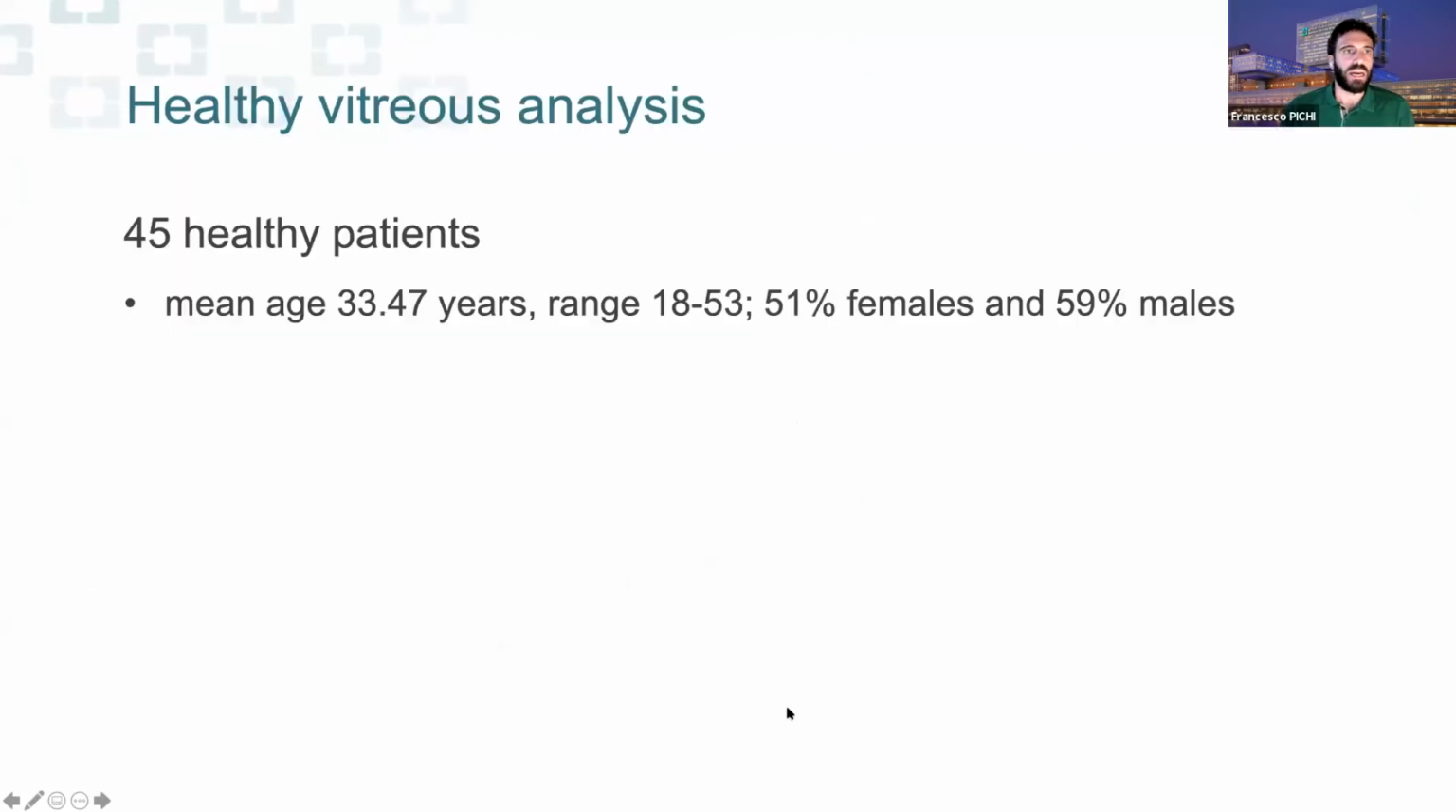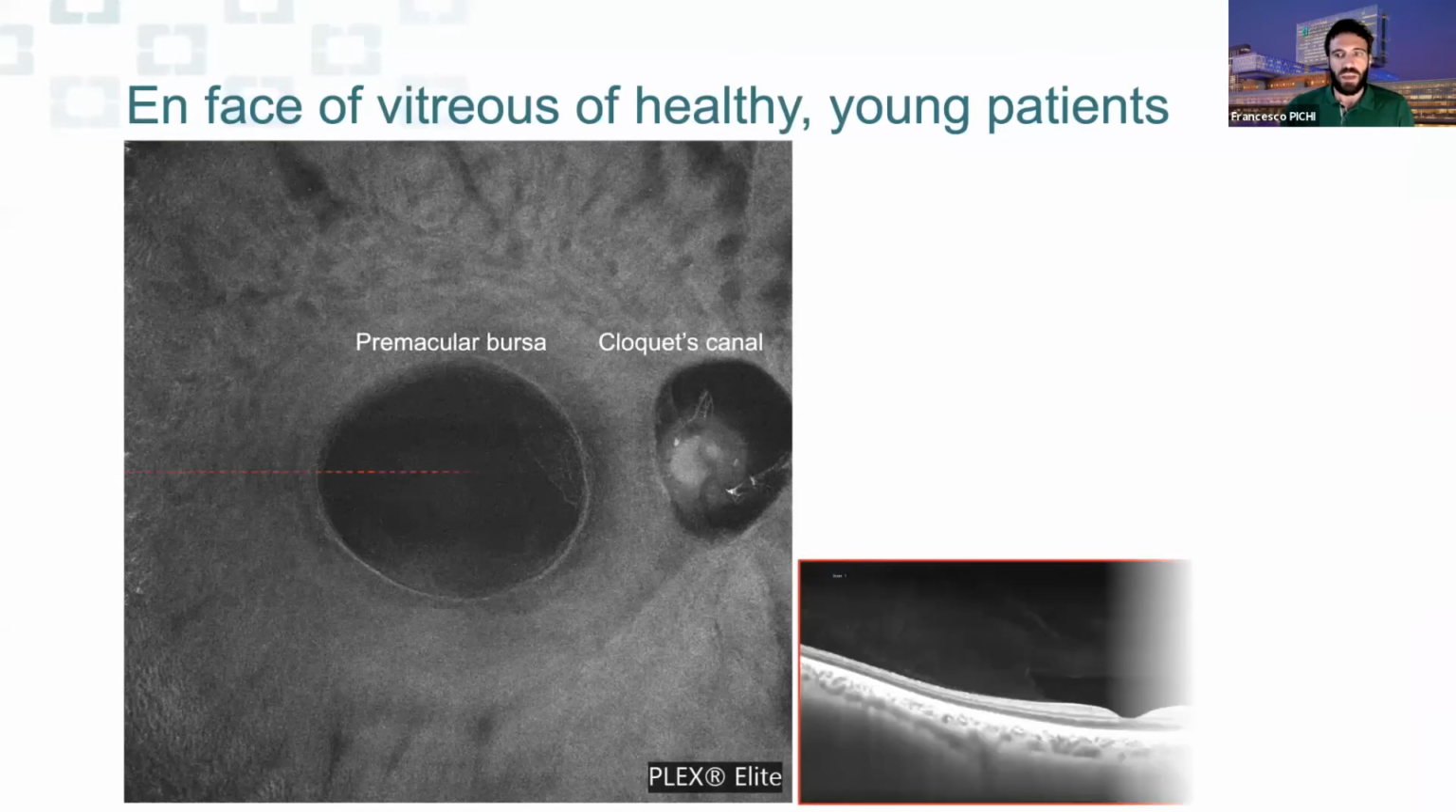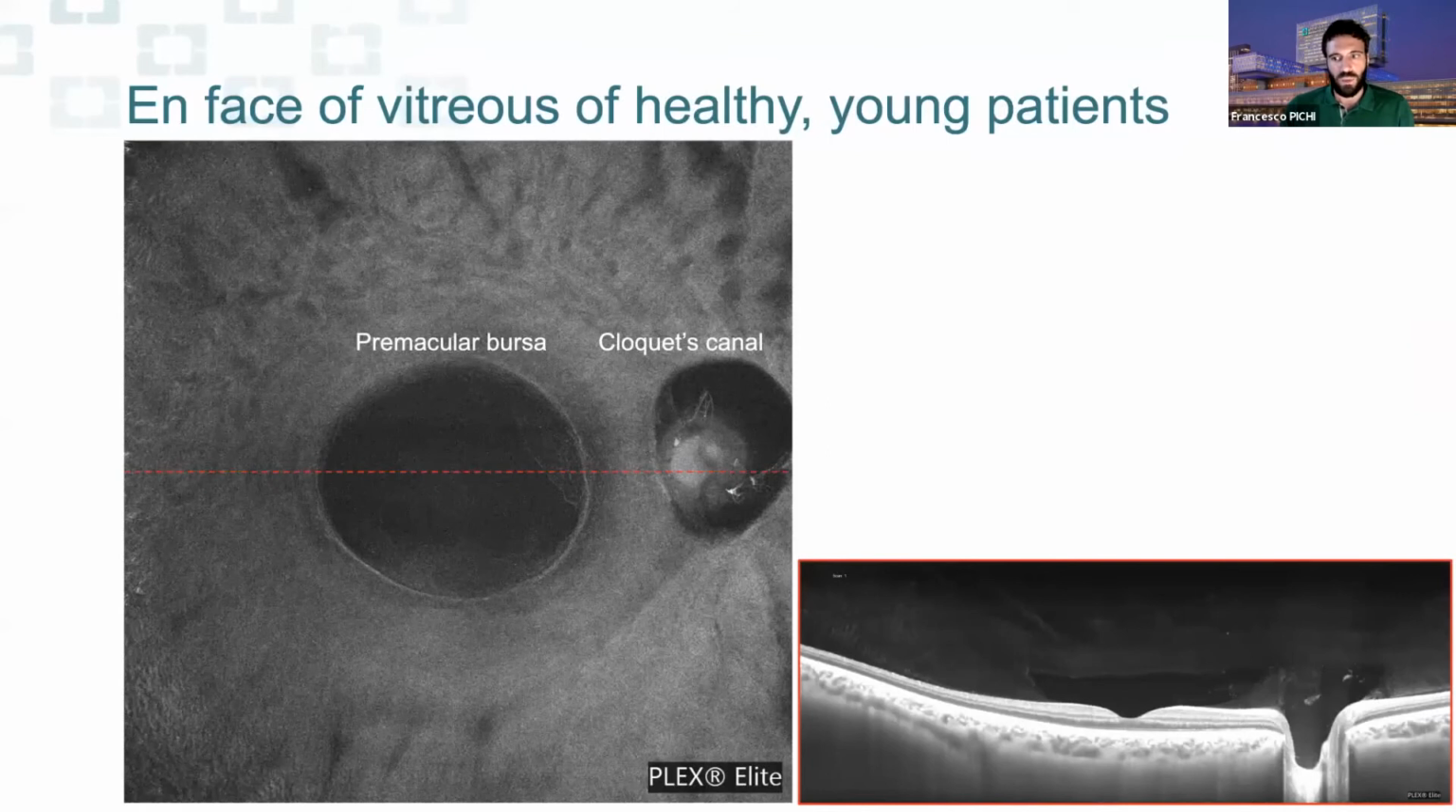So we started by analyzing 45 healthy patients. And this is the ANFAS scan of the cube I showed you before, at the level of the vitreous. You can see very well the premacular bursa, and the Cloquet canal. There are empty spaces. In the corresponding B scan, you have the same two structures, and they're separated by a septum, which is continuous. You see there is no communication between the two.